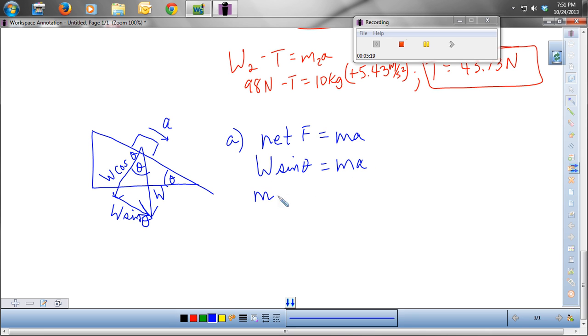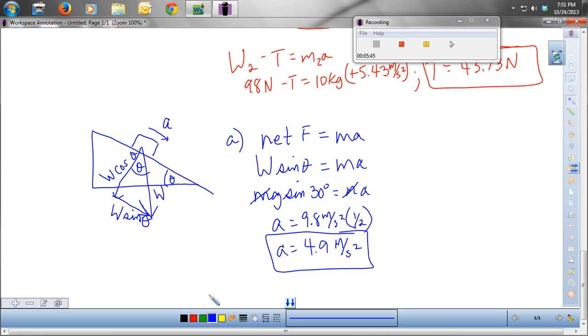Well, W is mg. Sine theta is sine of 30. Masses cancel out. If that bothers you, put in a value for a mass, it doesn't matter, it'll work the same. Gravity is 9.8 meters per second squared. Sine of 30 degrees is a half. So the acceleration in this situation is 4.9 meters per second squared.